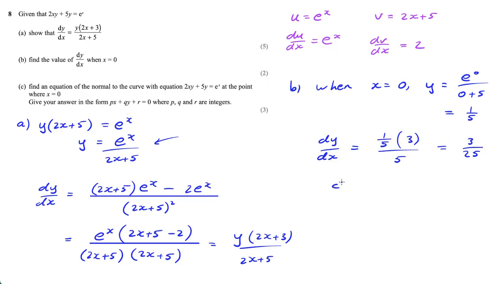Okay, finally, part C. Find an equation of the normal to the curve with equation of this at the point where x equals 0. Remember, guys, to find the equation of the normal, I need a point and I need a gradient. My point I have, it's 0, 1 over 5. And my gradient, my m, is the negative reciprocal of this since it's the normal. So it's negative 25 over 3.